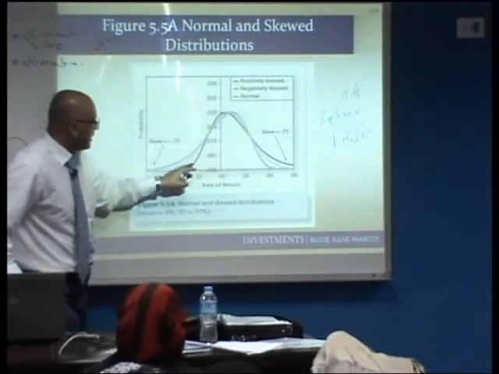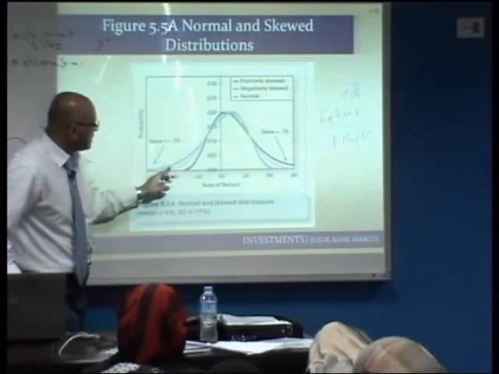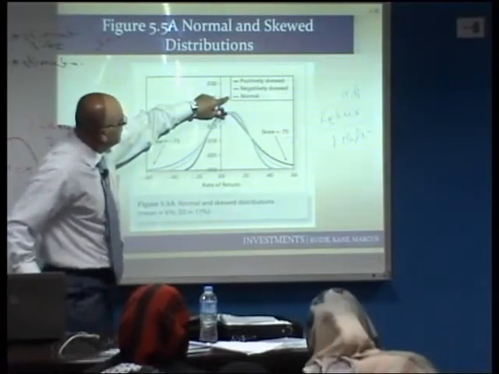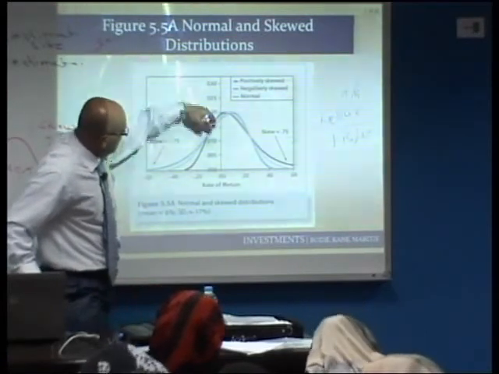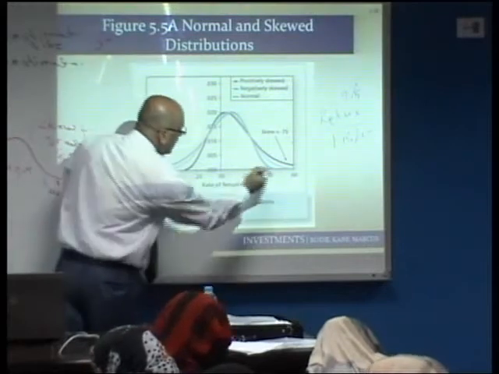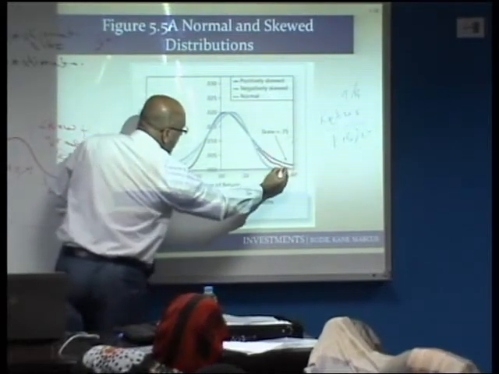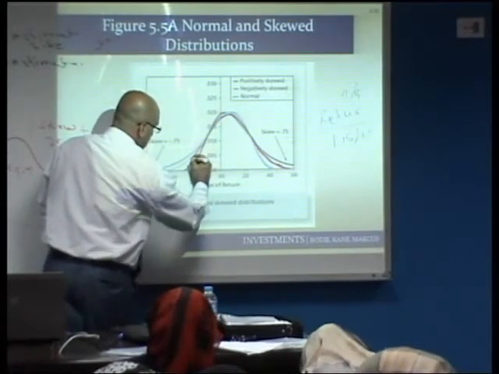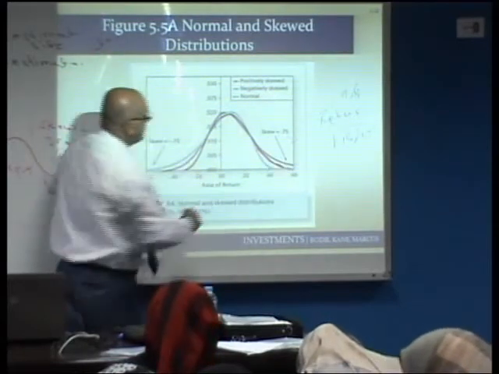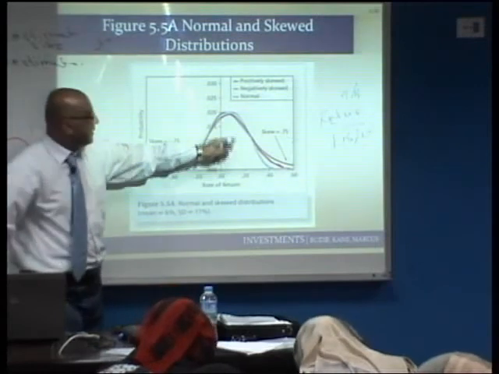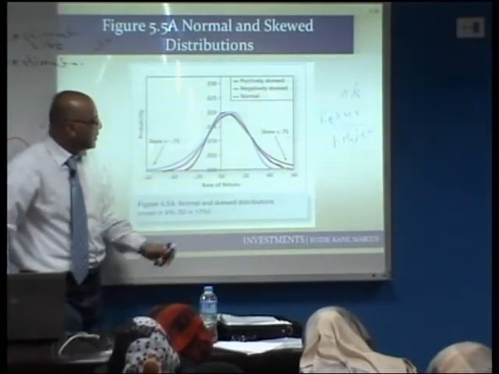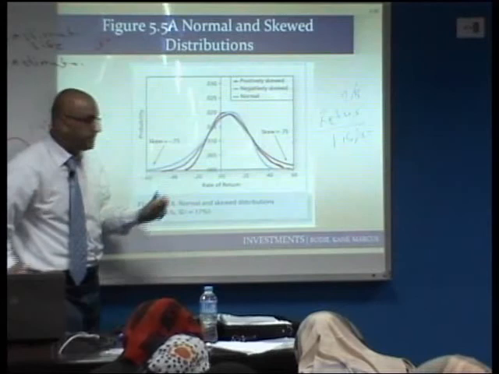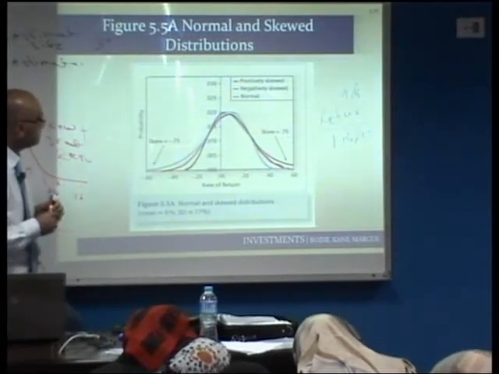The one that is normal, the red one, is normally distributed because its skew is 0. Okay? So now, look at the kurtosis.